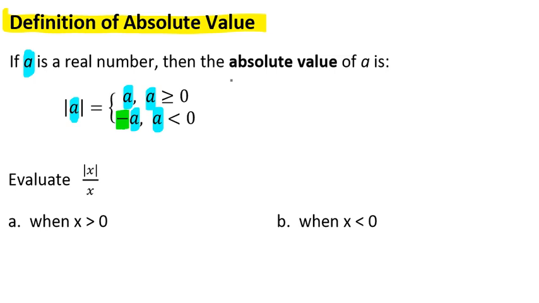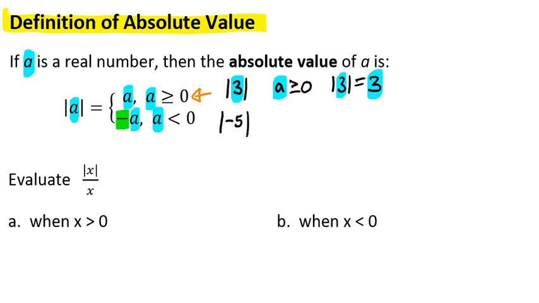Well, for example, if I took the absolute value of 3, here we would see that our a value fits into the category where a is greater than or equal to 0. So we would do the first thing. That's telling us that the answer would just be whatever a is. So the absolute value of 3 is in fact 3 because our a stayed itself.